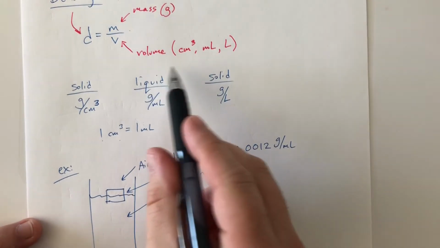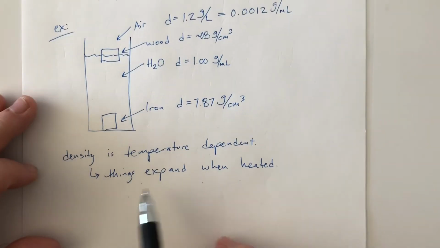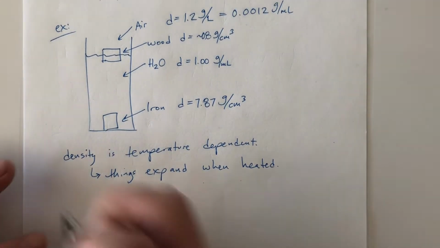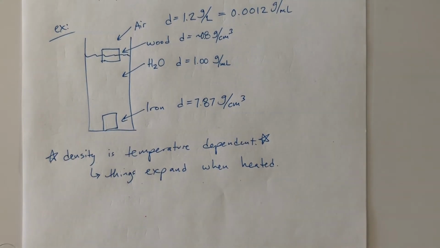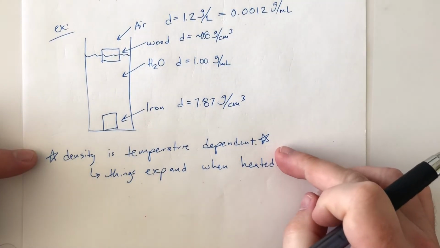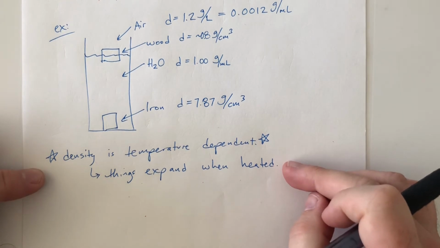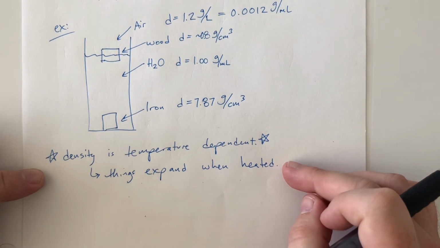So the idea is, since the volume component will change with temperature, the density will change with temperature, which means the entire thing is temperature dependent. I will tell you that in this class we are going to ignore this, but in the real world this can sometimes make things really complicated.